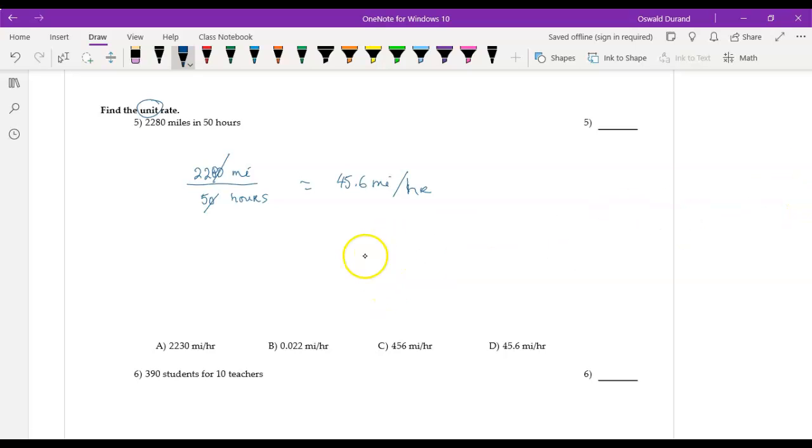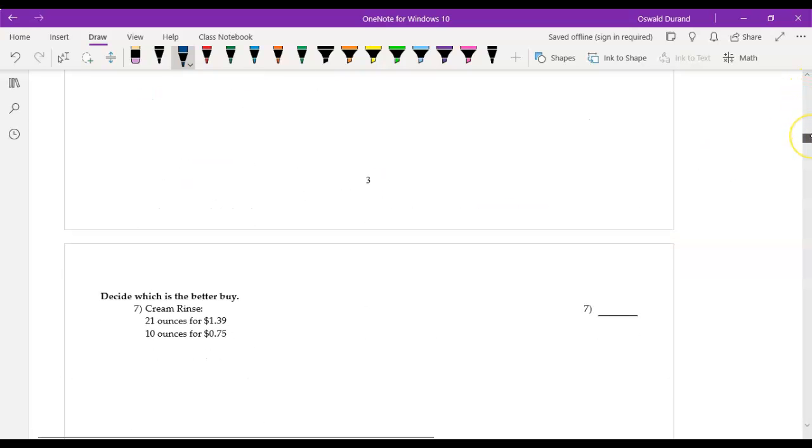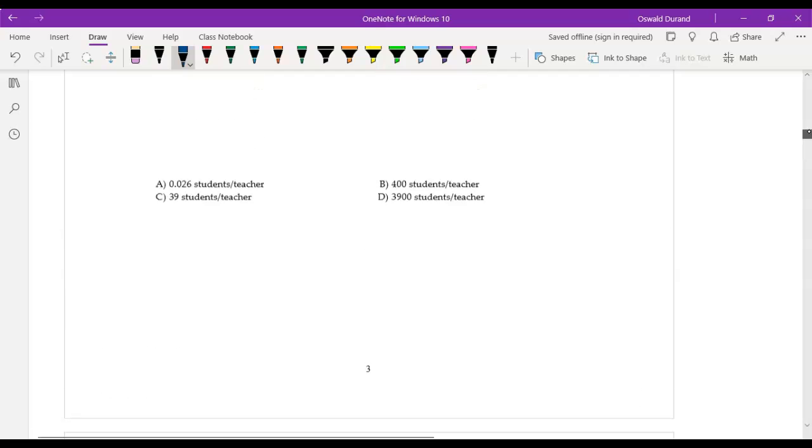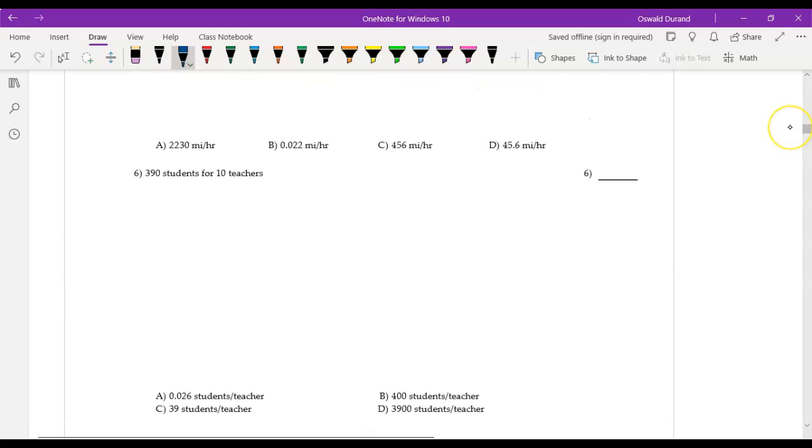So let's do the same thing for another one, right? Let's do this one. All right, so here we have 390 students. So we want to see the ratio of students per teachers. So 390 students for 10 teachers.